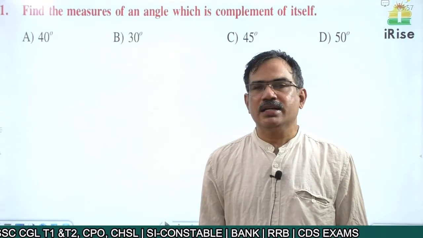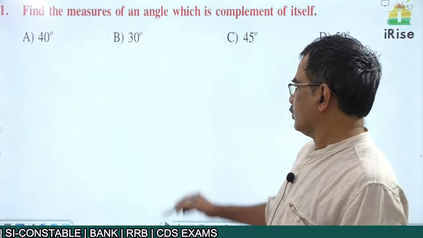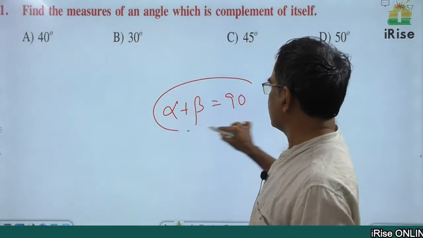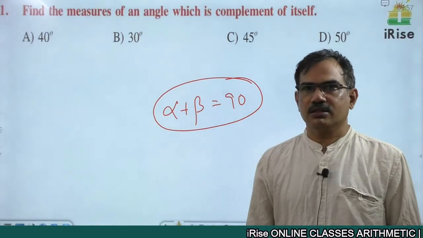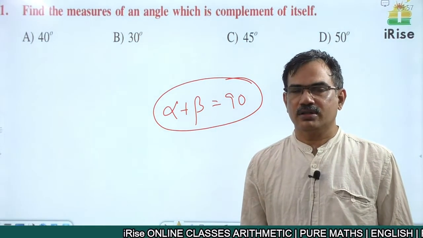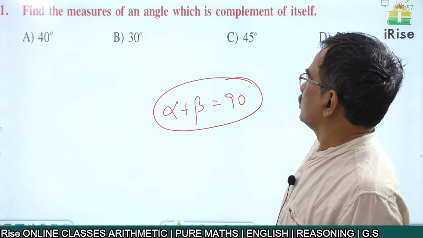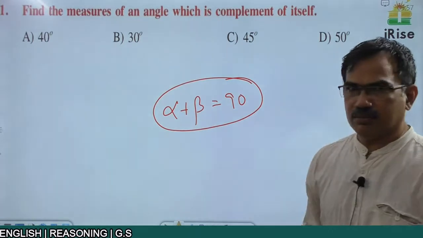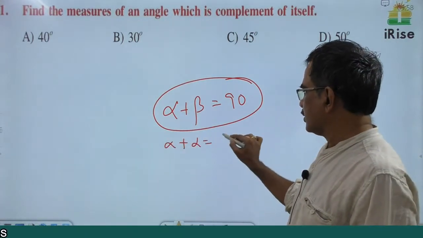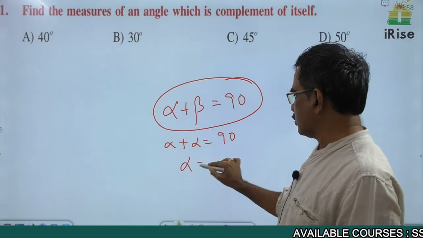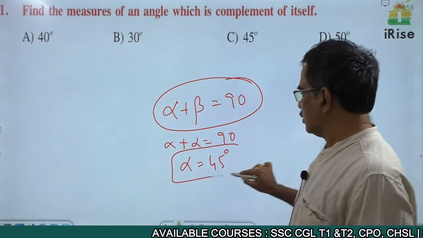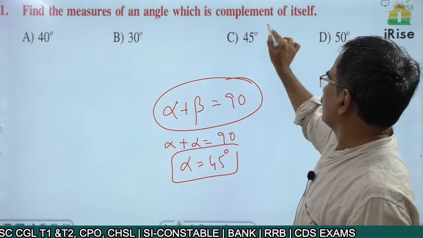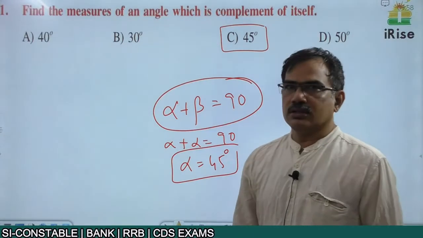So what are complementary angles? If the sum of two angles is equal to 90 degrees, then we say that one is the complement of the other angle. The complement of itself means both are the same. Alpha plus alpha is equal to 90, 2 alpha is equal to 90, so alpha is equal to 45. So the complement of 45 is 45 itself. So the answer is 45 degrees. This is the first question.